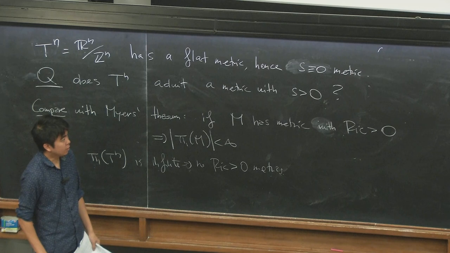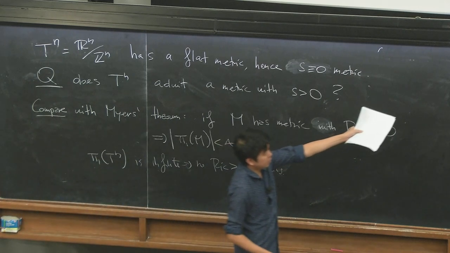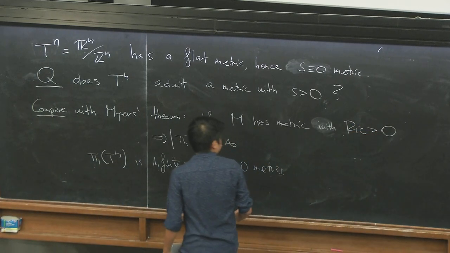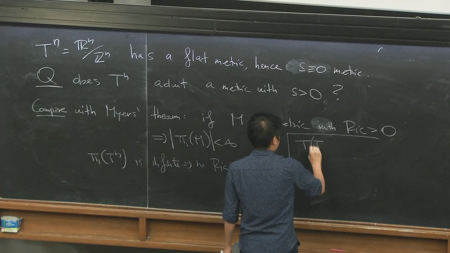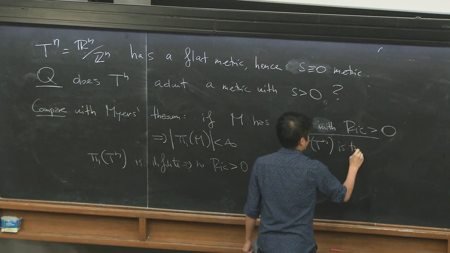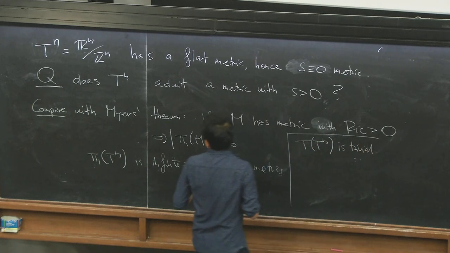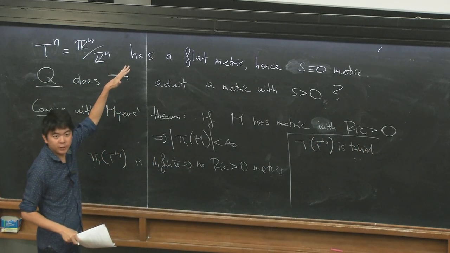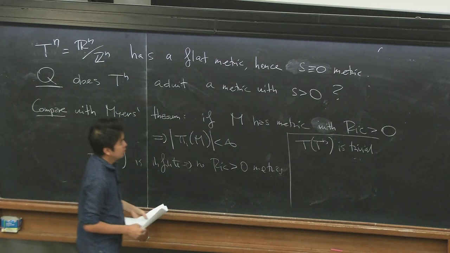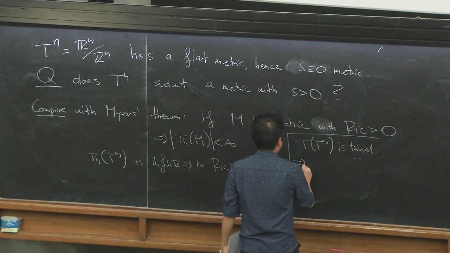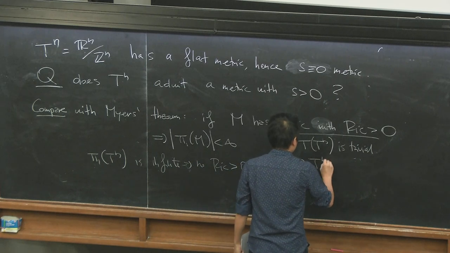And so let me write here: the tangent bundle of T^n is trivial. You just pick the standard vector fields on R^n and they descend to a trivialization downstairs. In particular, this tells me that T^n is spin.